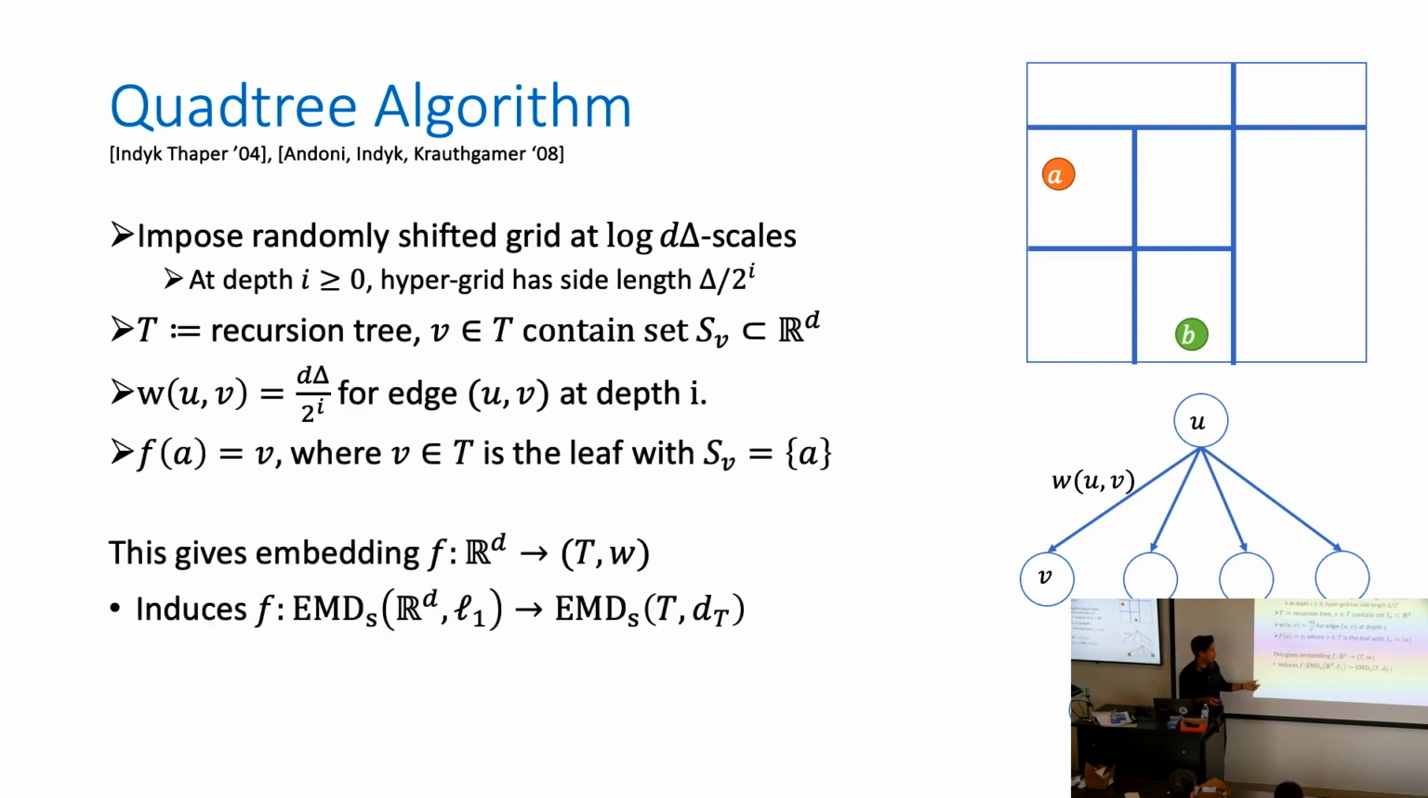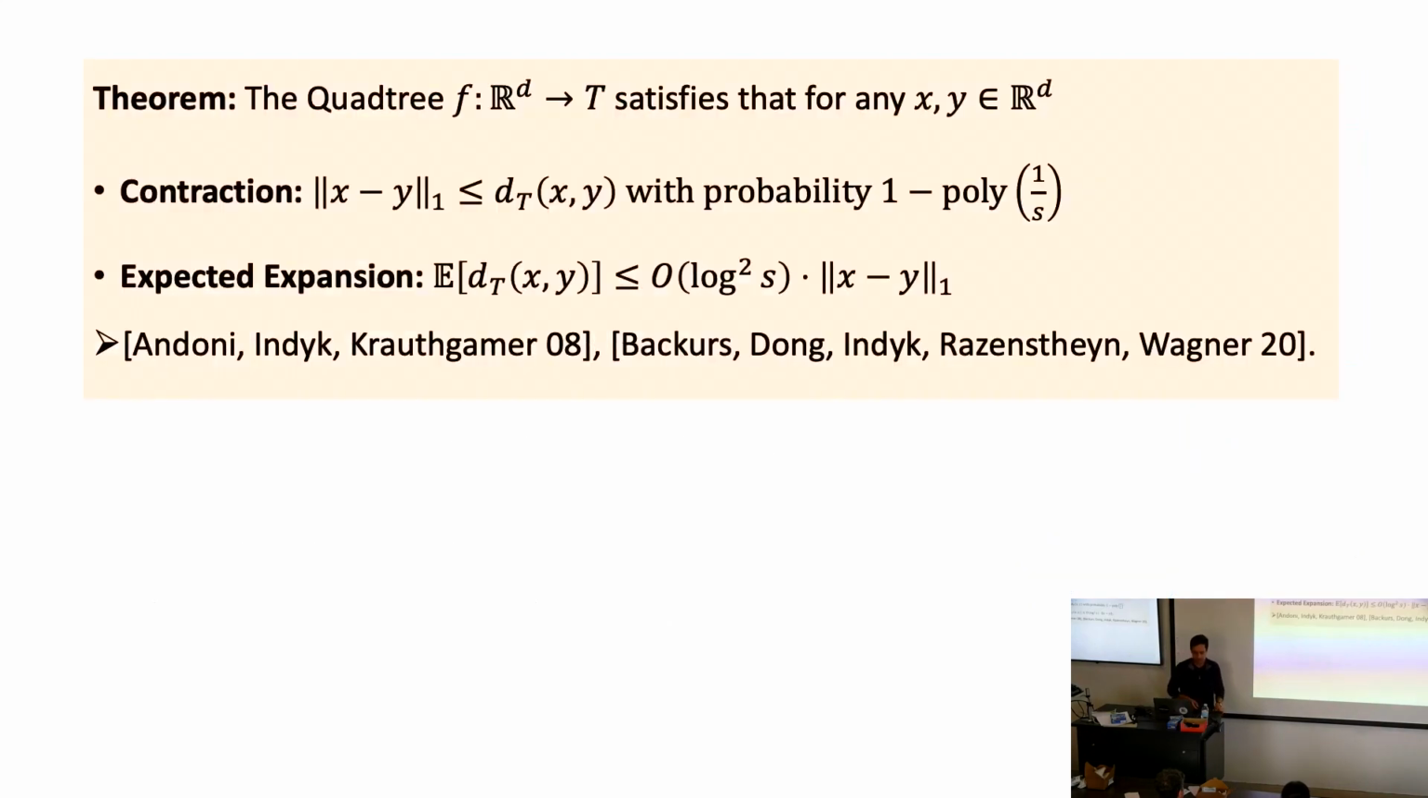And then this is going to give us an embedding from d-dimensional space into a tree just by mapping a point A to the leaf vertex that it goes down to all the way at the end. And this induces a mapping from Earth mover distance over d-dimensional space to Earth mover distance over trees in a natural way. Simply, if I have a set S of points in d-dimensional space, I map each one of them. Now I have a set of S points in a tree. So now I can look at Earth mover distance in the tree. Remember, this was our goal. So now we have to ask, what is the distortion of this embedding?